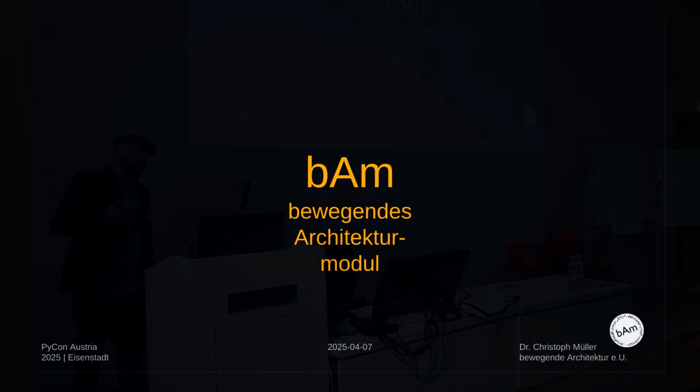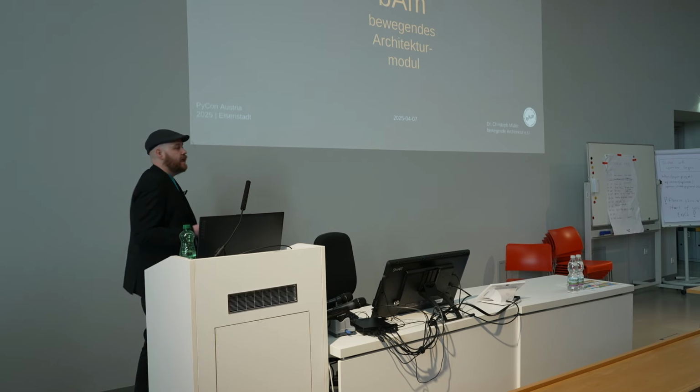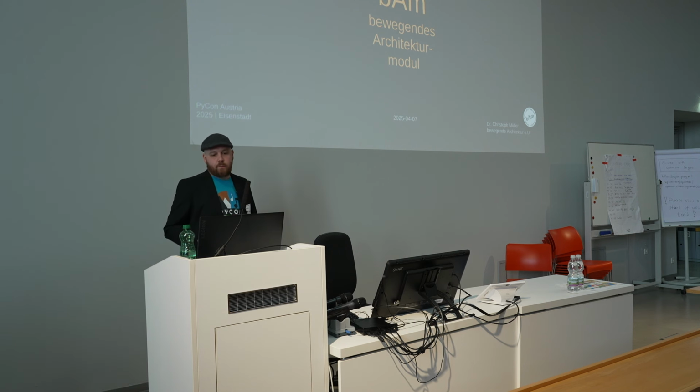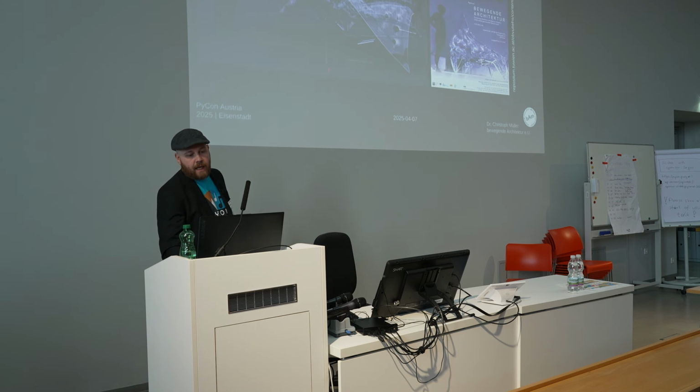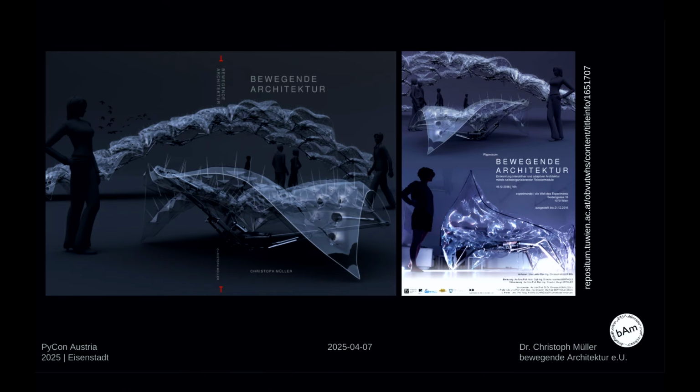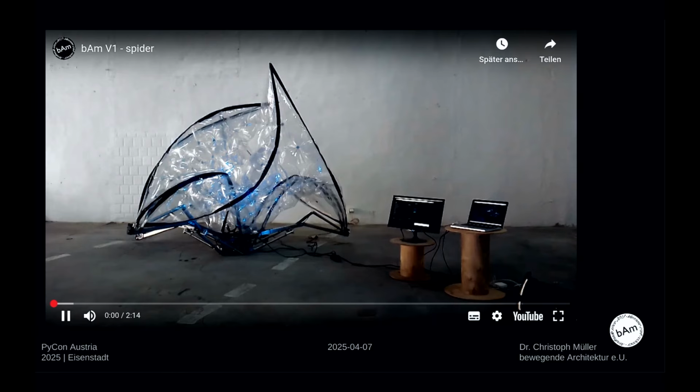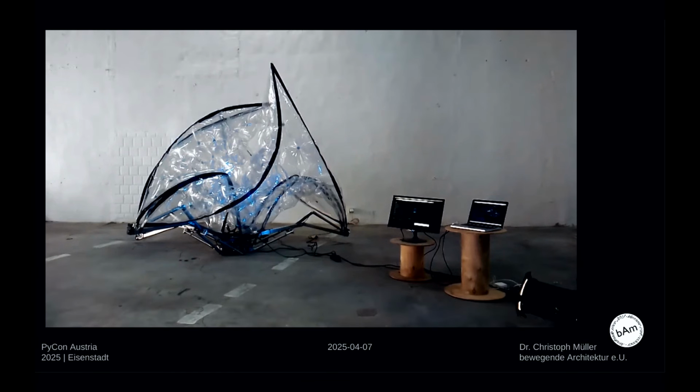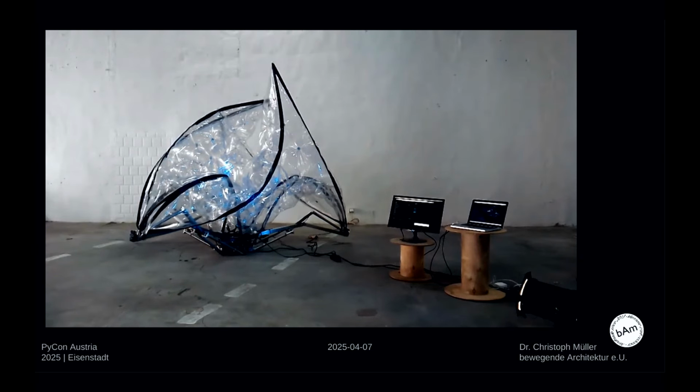So coming to the topic of today, bAm stands for Bewegende Architektur Modul. So it means both, it's moving, and it should also have this emotional character. It starts out with my PhD. I have done an interdisciplinary PhD between mechanical engineering and architecture. And the idea behind this was to have a movable kinematic robot that has a simple artificial intelligence, so it is able to recognize the environment.